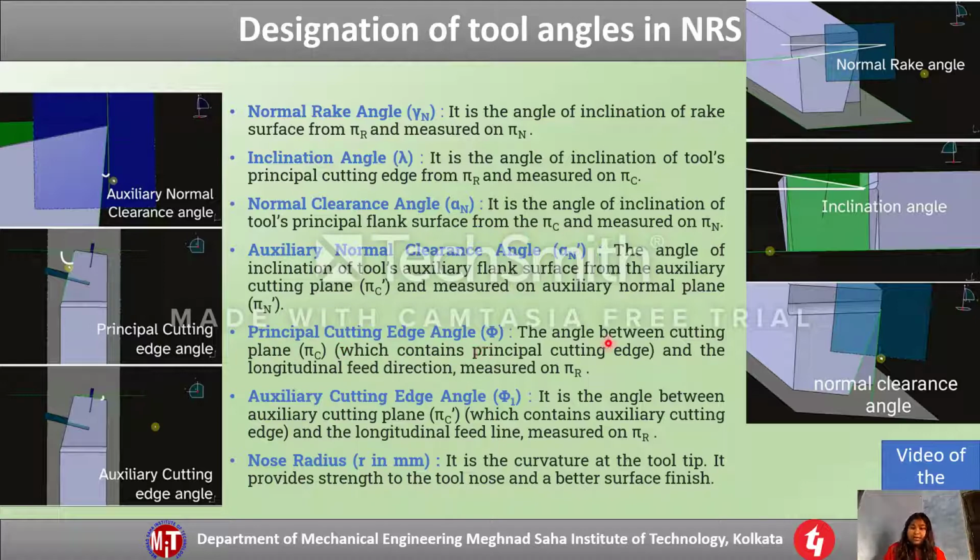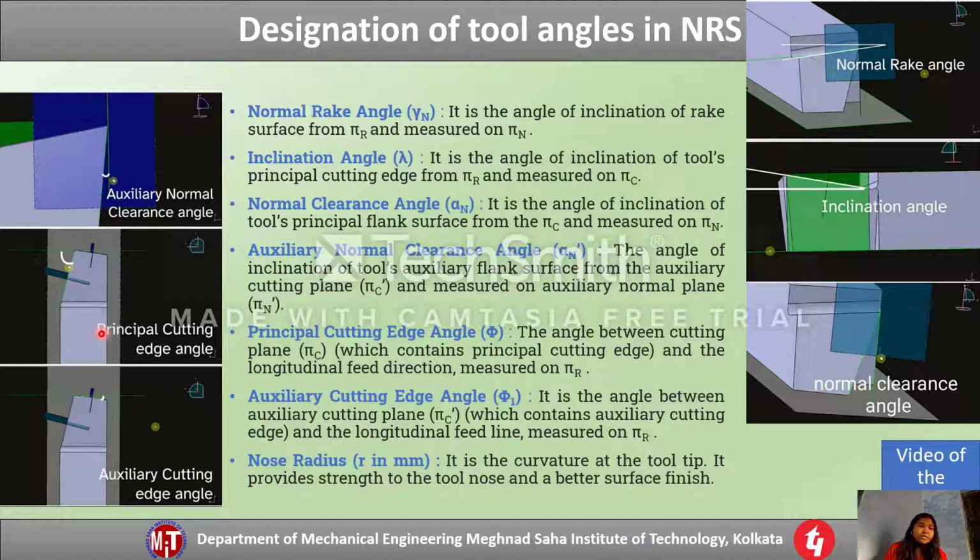Next one, principal cutting edge angle. The angle between the cutting plane pi c, which contains the principal cutting edge, and the longitudinal feed direction, measured on pi r. So this is the top view of our tool. We can see this is our principal cutting edge, and the longitudinal feed of the tool is this side. So this angle between the longitudinal feed and this principal cutting edge is our principal cutting edge angle, phi.